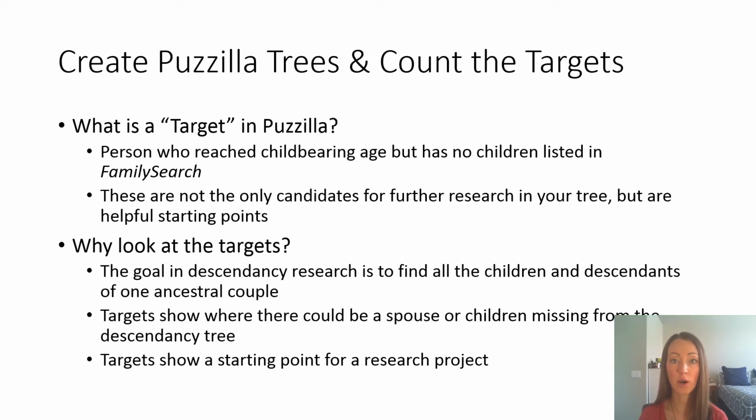You can find their spouse, then you can find their children, and if you add all of those people to the tree that you find, there'll be people who need their temple work done. So you'll have found names for the temple. So these targets are very helpful because they show when a spouse or a child is missing from the descendancy tree, and they show a good starting point for a research project, which is the next step. So we're trying to get ready to create a research project, so we need to find someone to start with.